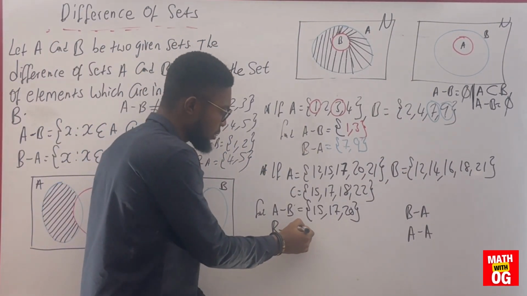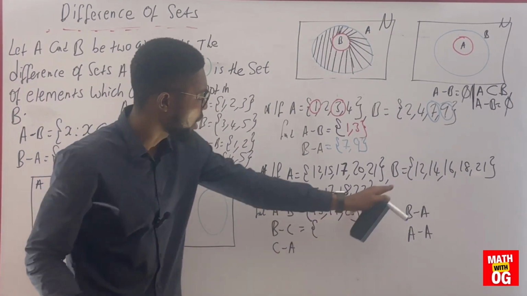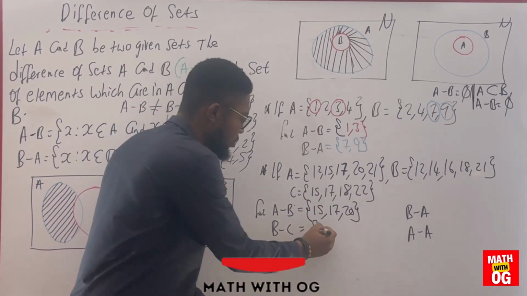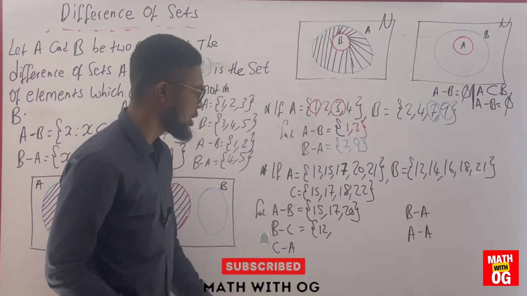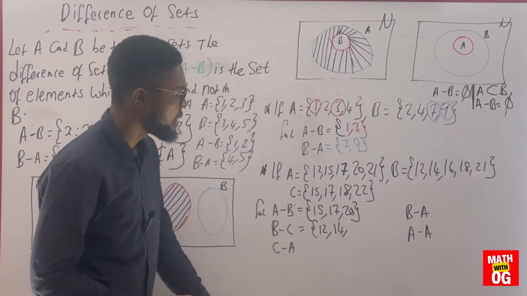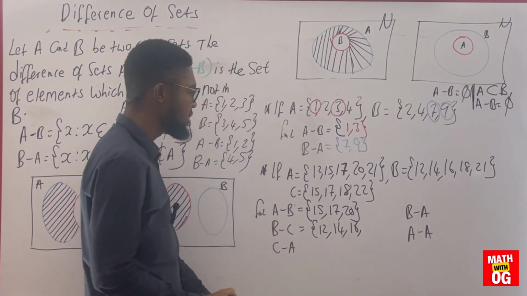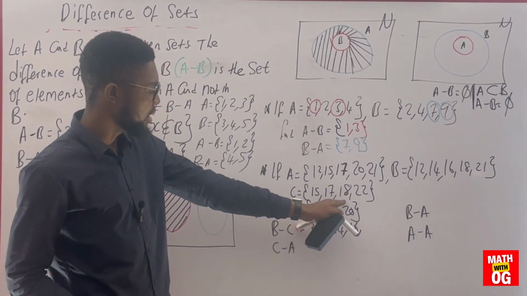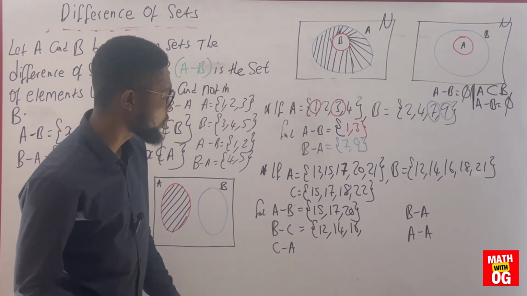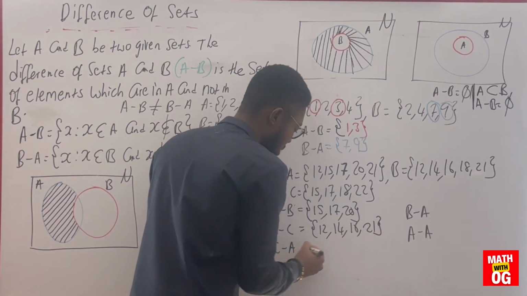Now B minus C, so we're looking at B and C. I have 12 in B, I don't have 12 in C, so I will have a 12 here. I have 14 in B, I don't have 14 in C, so I will have a 14 here. I have 16 in B, I don't have 16 in C, so I will have a 16 here. I have 18 in B, I have an 18 in C, so we are going to ignore that. Then we have 21 in B, no 21 in C, so there will be a 21 here.